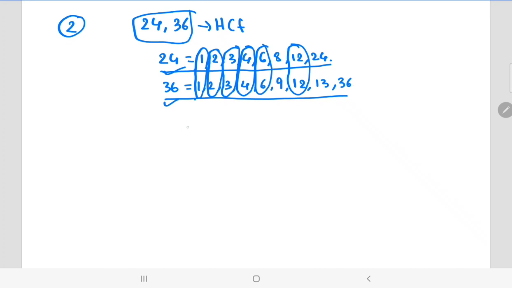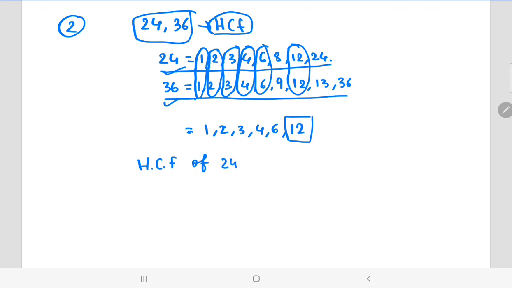So first I am going to list down the common factors. 1, 2, 3, 4, 6 and 12. So as we know, highest common factor is the HCF. So the highest is 12. Therefore, HCF of 24 and 36 is 12. I hope that you are clear how to find out HCF and LCM of the given numbers.